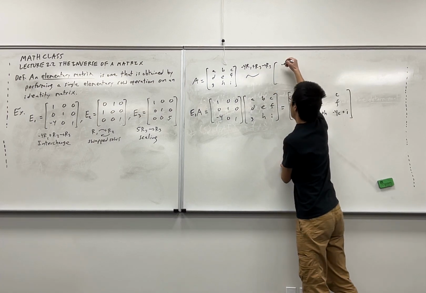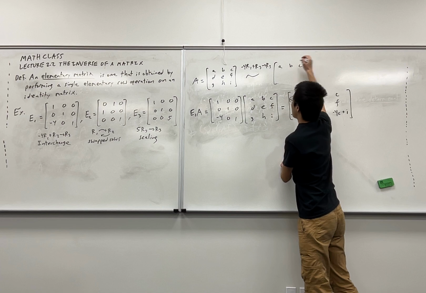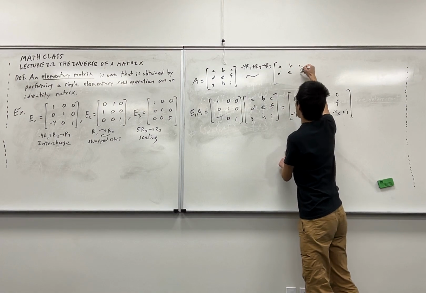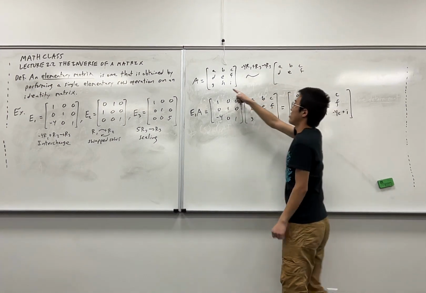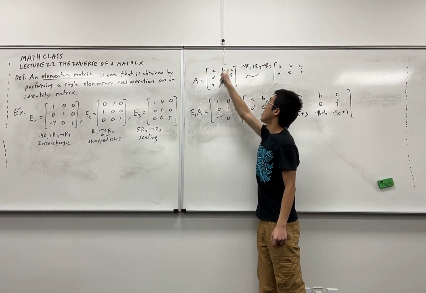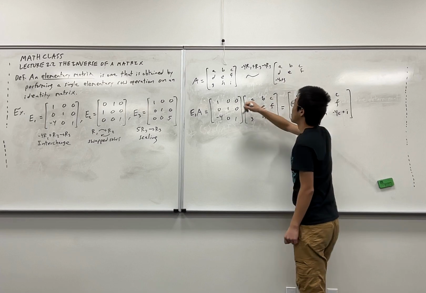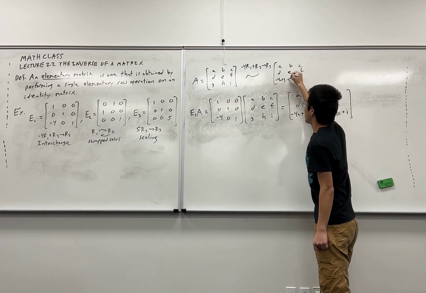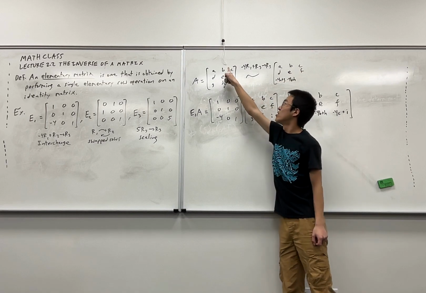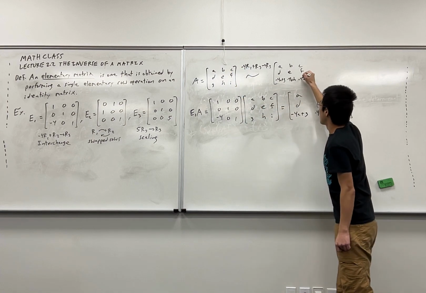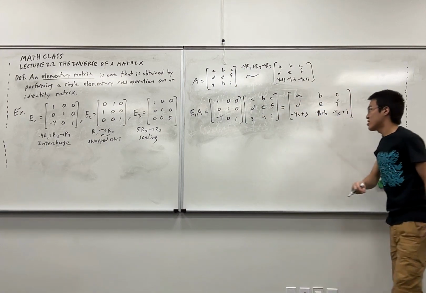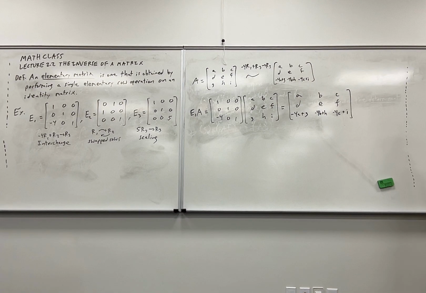Well, the top row is the same. A, B, C, D, E, F is unaffected. The only thing that's affected is R3, right? So I take minus 4 times A and add G, so I get minus 4A plus G, minus 4B plus H, and minus 4C plus I. Notice anything really remarkably, coincidentally convenient? Exactly the same thing. Okay, what does this tell me?